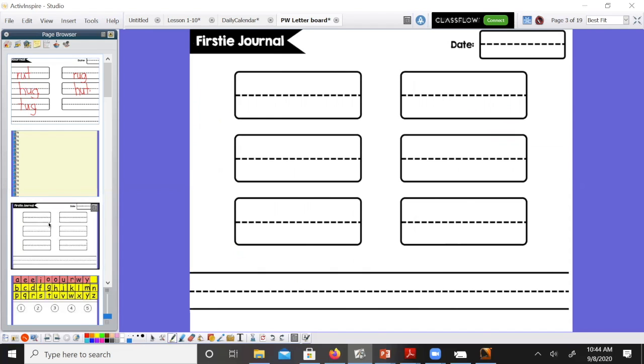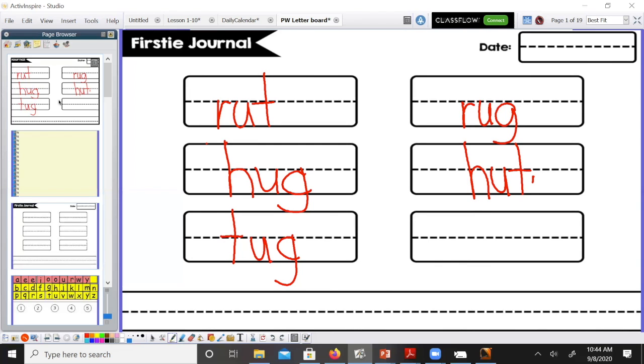Yep, make sure you have your masks on, please. Oh man, what happened? Okay, but you still have to have it on.